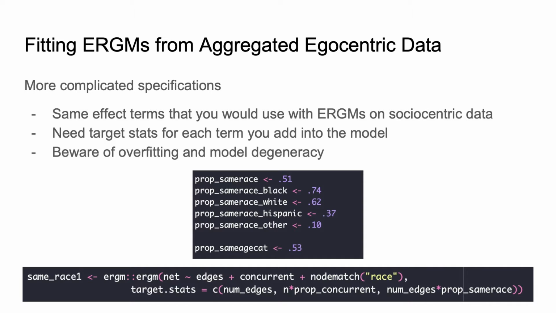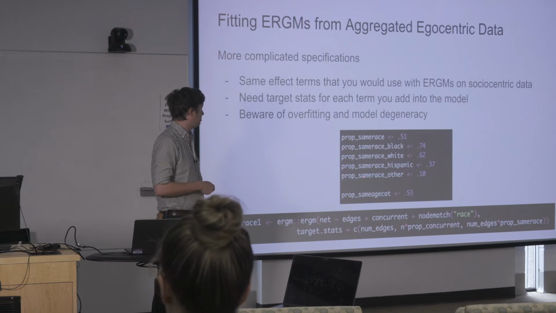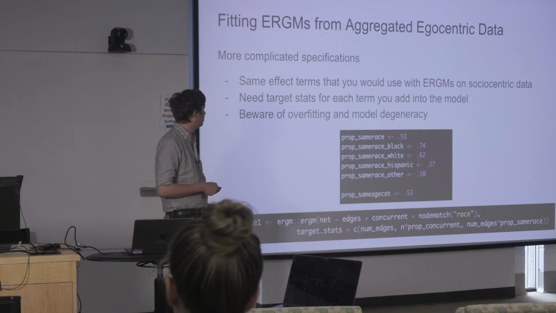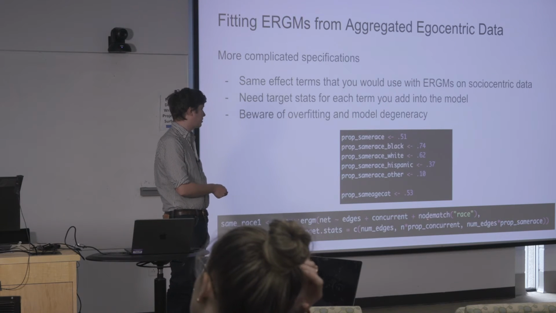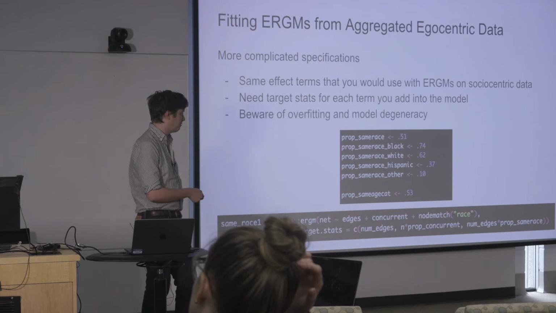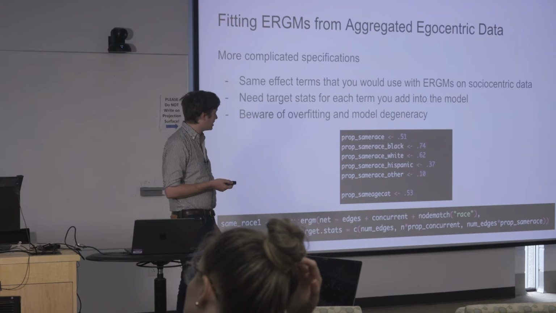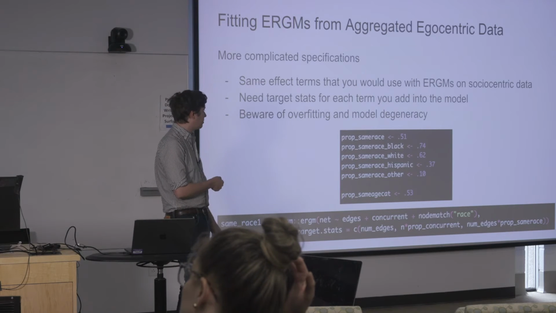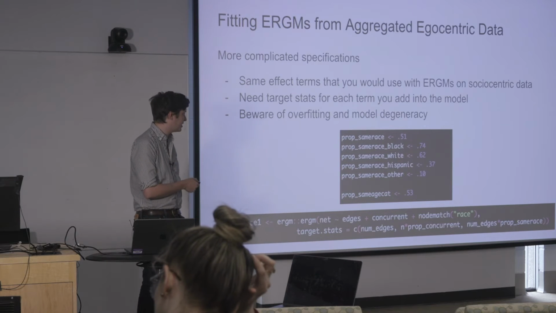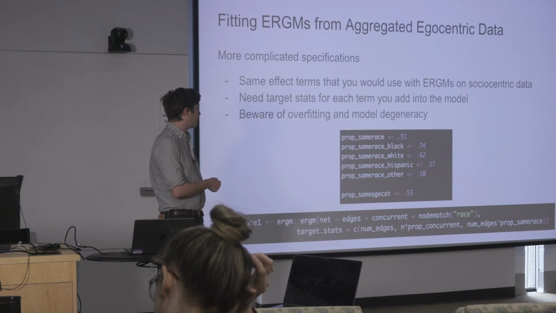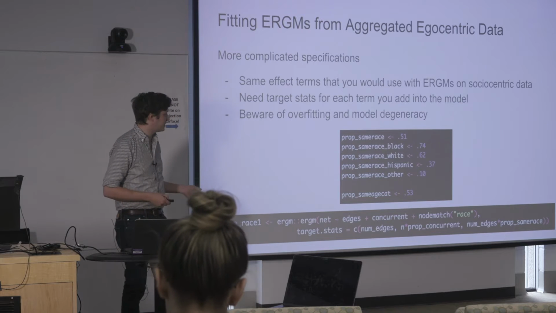Another thing, going back to this point that you want to include target statistics for each term that you include. For instance, if we wanted to expand the model to include racial homophily, so the nodematch term on race, given the set of target statistics that I was provided in this very simple example, there is in the aggregate the proportion of racially homophilous ties, but also then there are breakdowns by racial categorization in these data.